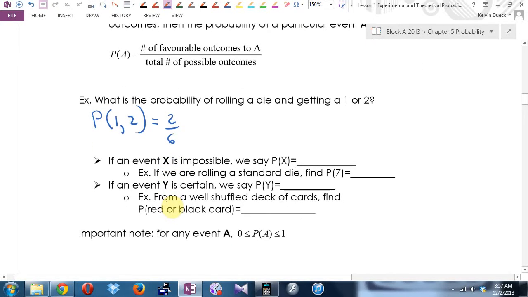If an event X is impossible, we say the probability of X occurring is, mathematically, what number would I use if I wanted to show something was impossible? Okay, there you go. For example, if you're rolling a standard die, what's the probability of rolling a 7? 0. If I'm picking a card, what's the probability of getting a 15? 0. There's no 15 in a deck. That may sound obvious, but it's going to actually be very helpful.